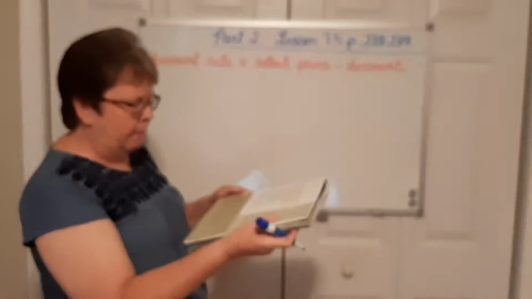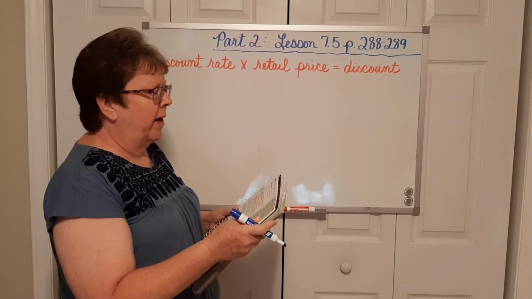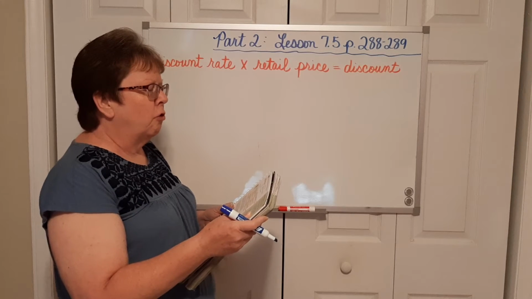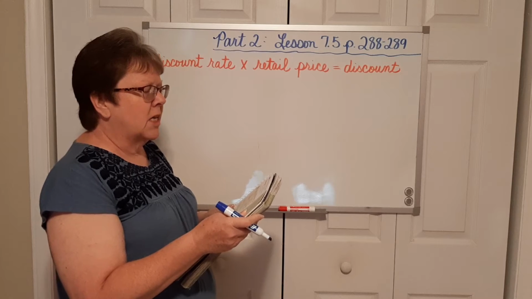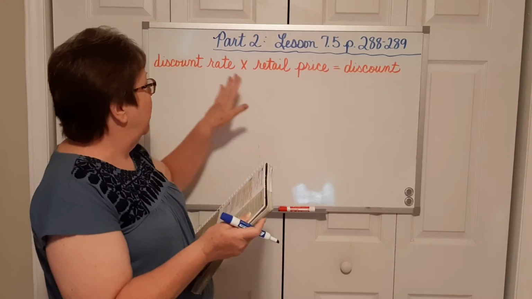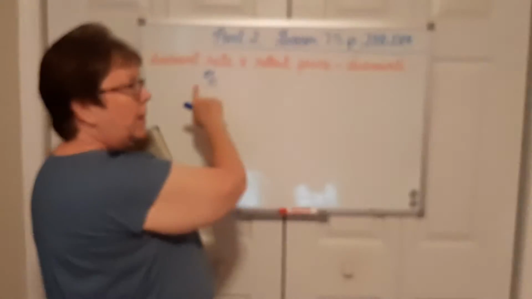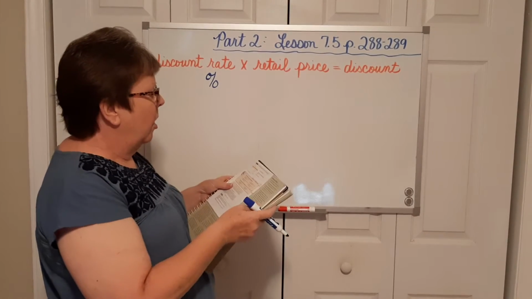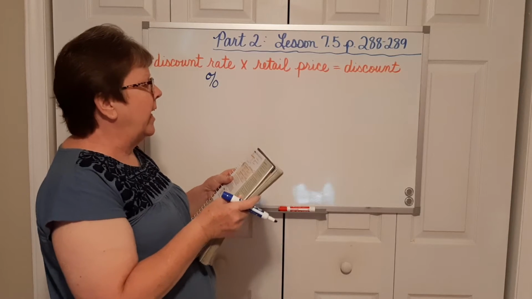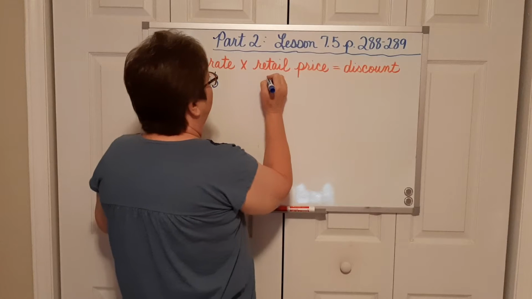Okay, I'm on example 2 on page 289. It says an item originally priced at $45 sold for $32.85. What was the discount rate? Remember, discount rate is a percent. So you need to remember that. Hopefully you've written that in your flip chart as well, just to remind you your discount rate is a percent. It said it was originally priced, that means it was the retail price, at $45.